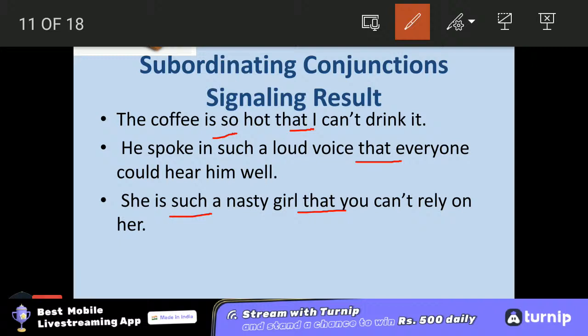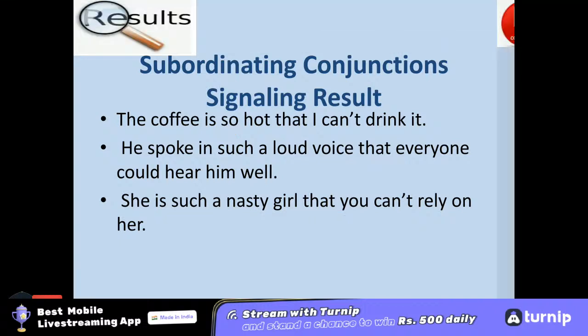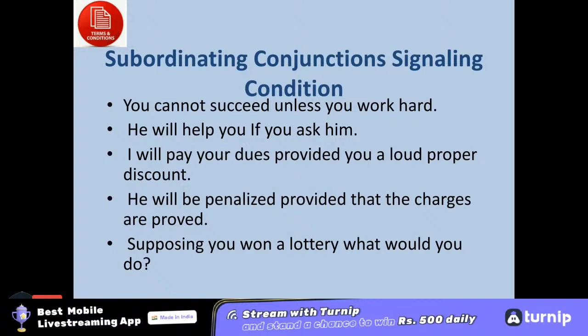The next one is the subordinating conjunction showing condition, which shows the condition, the different situations. For example, if, unless, provided that, supposing. ये सब क्या है? ये conditions हैं. और conditions के केस में भी हम subordinating conjunctions यूज करते हैं. So we'll be talking about some of them.